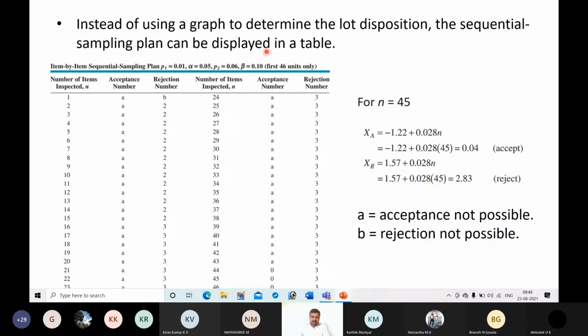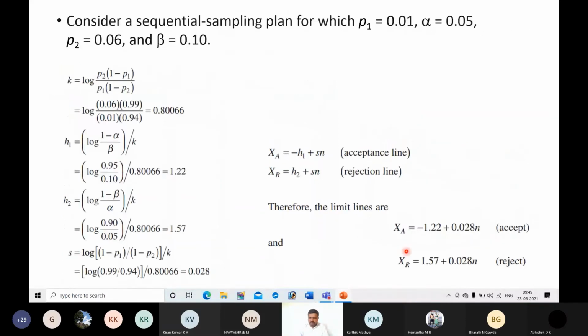Here again consider the same example where the fraction defective P1 is 0.01, alpha is 0.05, P2 is 0.06, beta is 0.10, and it is for the first 46 units. This is just an example. Now, after substituting the values of H1, H2 and S, we have this equation for this particular sequential sampling plan.